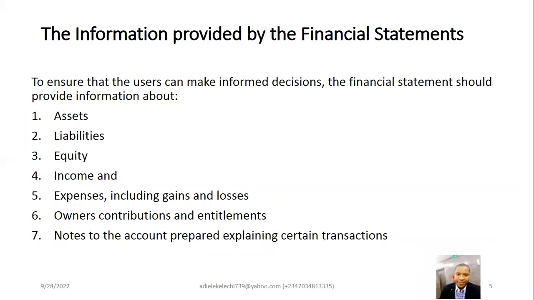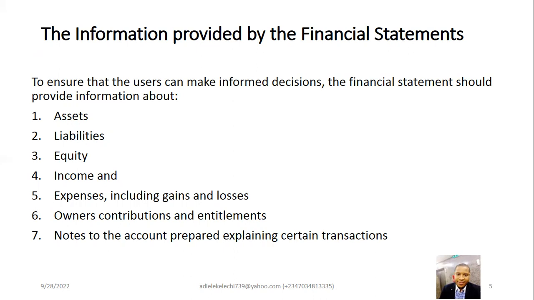Now, the information provided by the financial statement. If you pick a financial statement, for example, what kind of information do you expect to see? One is the assets, which speak to both current and non-current assets. Non-current will speak to the properties, plants, and equipment. Current assets will speak to cash and cash equivalents, receivables, and inventories. Liabilities will speak to current and non-current.